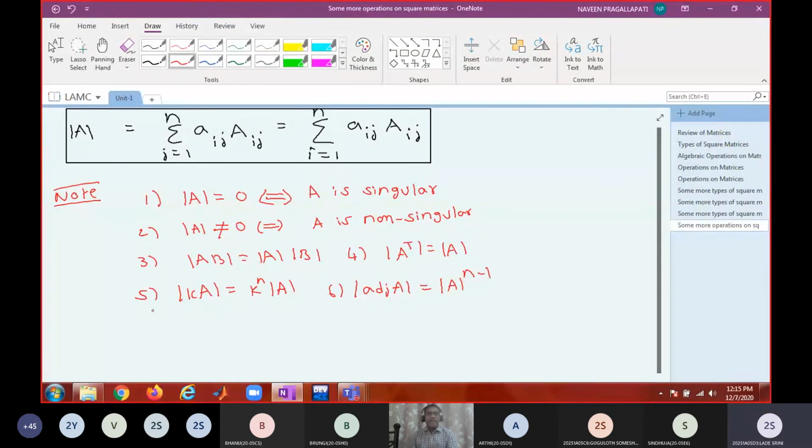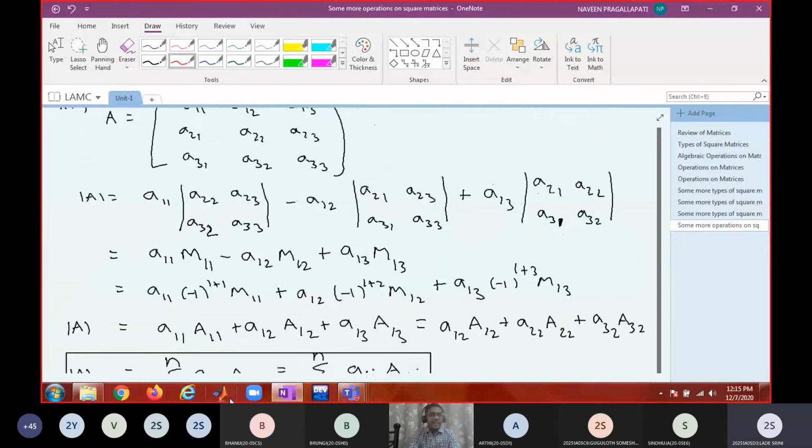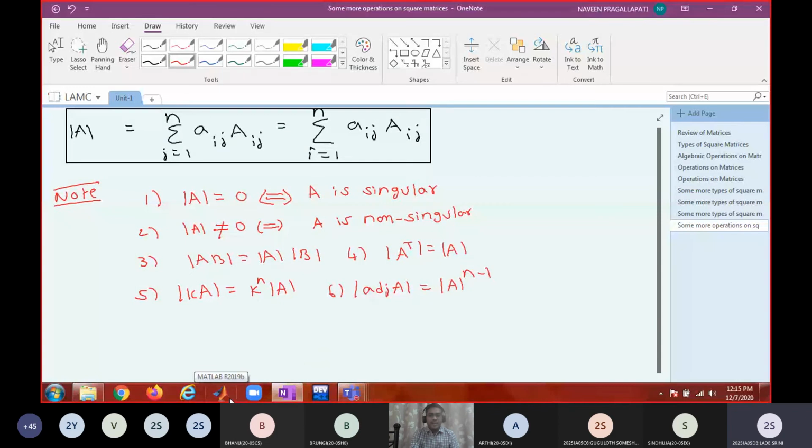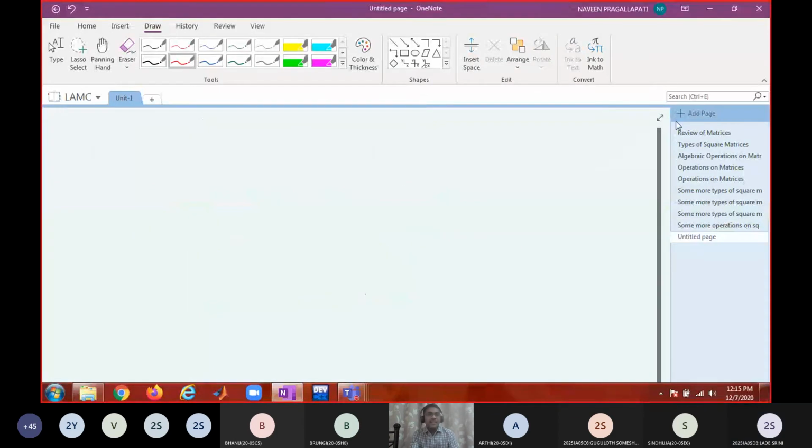Okay, I'll just discuss the last operation. What is it called? Inverse. So how do we define the inverse of a matrix? This is also one more operation.